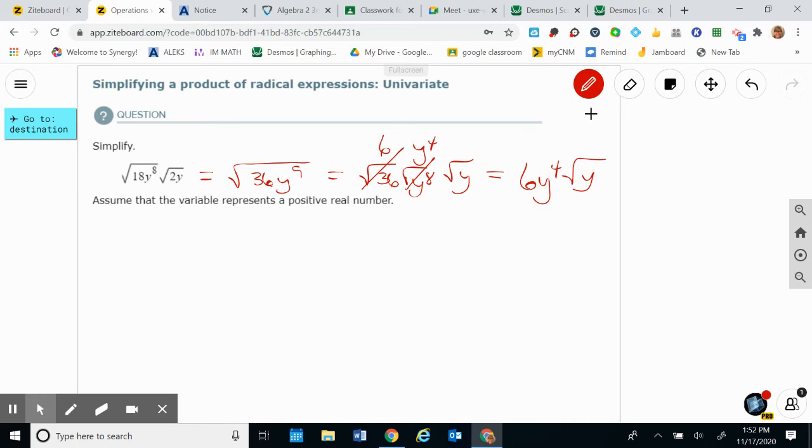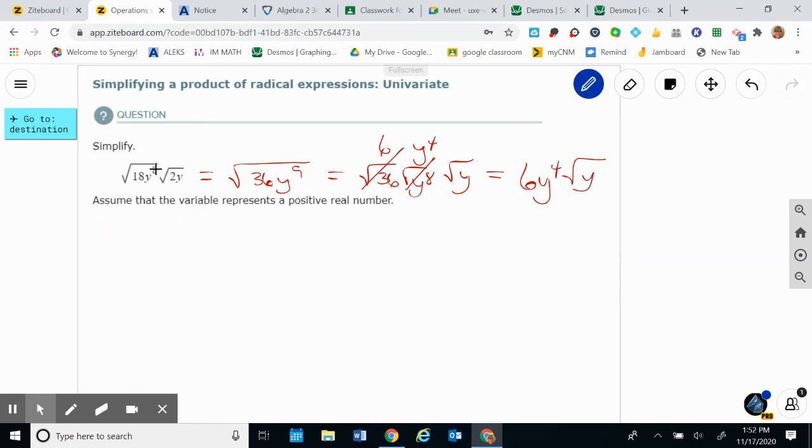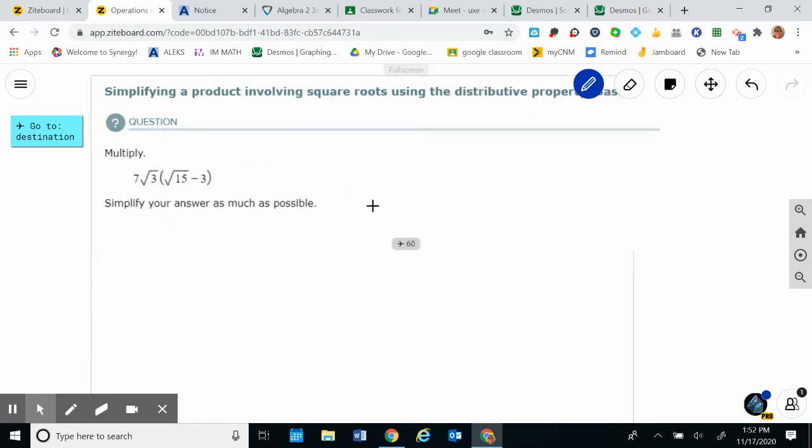All right. I actually probably wouldn't have done it this way, to be honest with you. That was kind of the longer way. To me, I would have done this. I would have immediately taken out y to the 8th, taken the square root of y to the 8th, and I would have gotten y to the 4th times the square root of 36y, and then taken out, and you get 6y to the 4th, square root of y. It doesn't matter which way you go. It really doesn't. What matters is you keep your rules clean, okay?